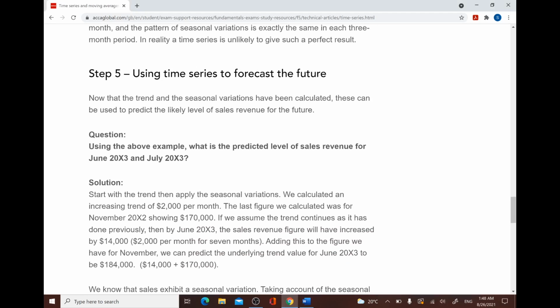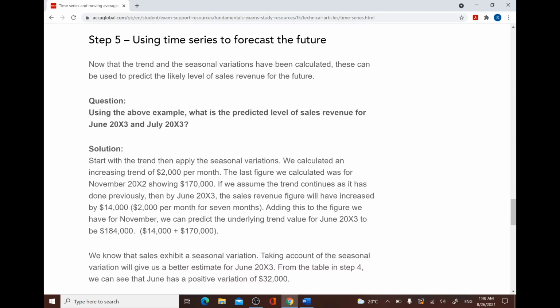Now let's take a look at step 5, which is using the time series to forecast the future. So how do you forecast? Don't forget, the actual sales figure that we have was only up to December 20x2, and we're now talking about 20x3. So using the above example, what is the predicted level of the sales revenue for June 20x3 and July 20x3?